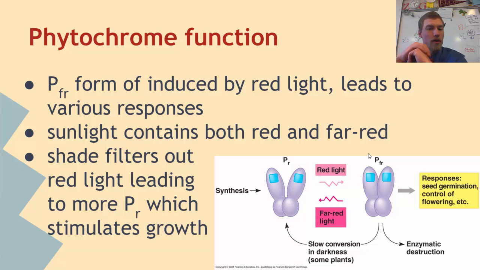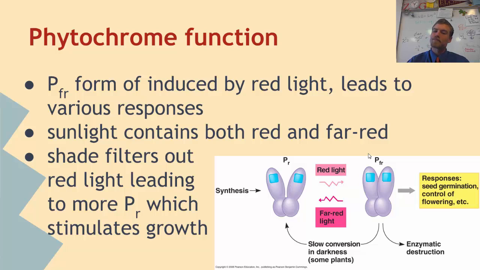Now, sunlight contains both the red and the far red. However, the conversion of PR into PFR takes less time than PFR turning into PR. Therefore, you will accumulate PFR faster, and that is actually how seeds will germinate. And the reason why they always tell you when you're planting seeds, you don't want to plant them too far underneath the soil is because they actually need exposure to red light in order to germinate.